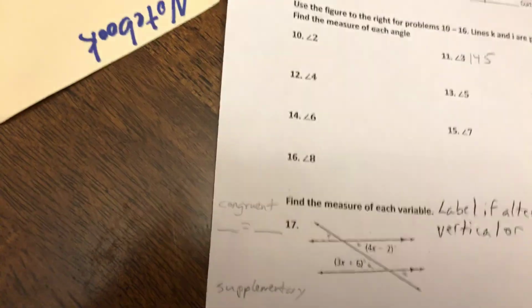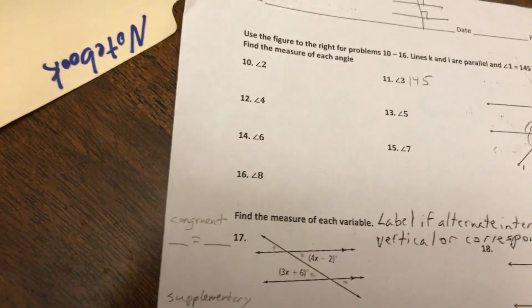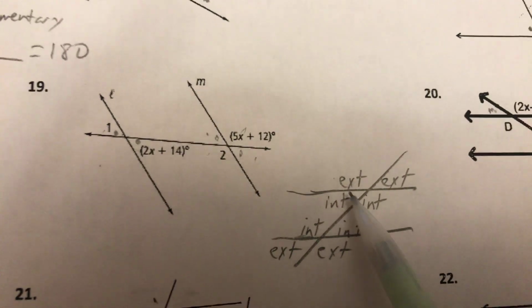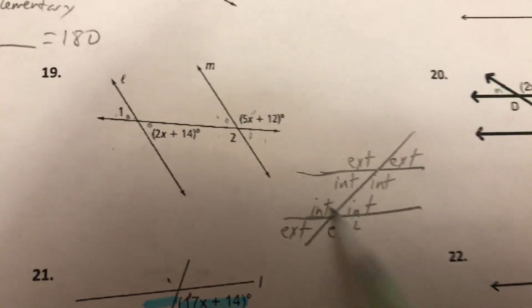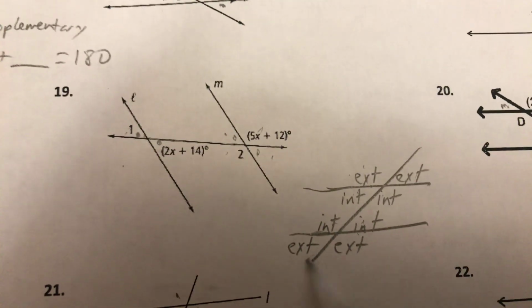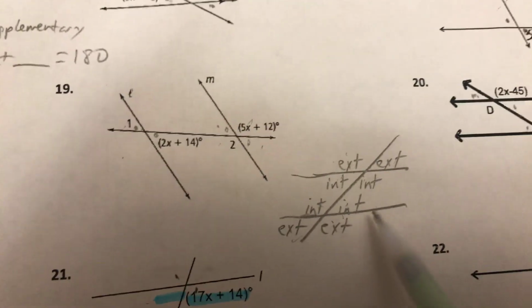So I mentioned in class that out of the 8 angles created by the 2 parallel lines, the 4 angles that are inside the parallel lines are called interior angles. 1, 2, 3, 4. Those are interior. And then the 4 outside of the parallel lines are called exterior angles.